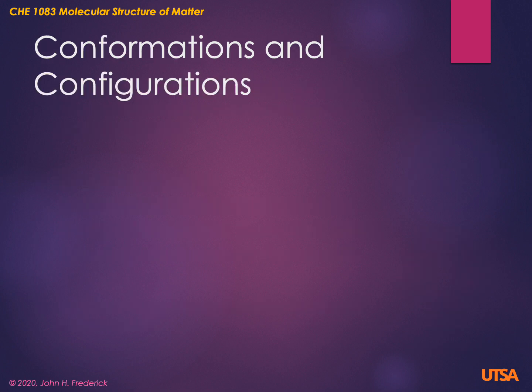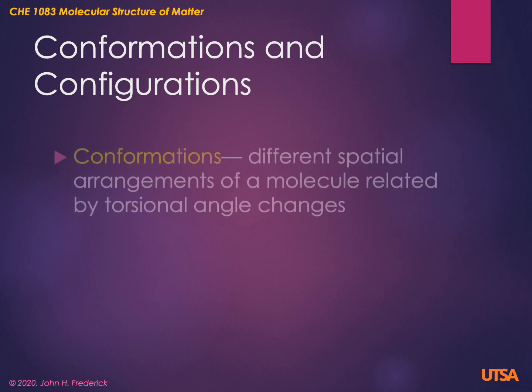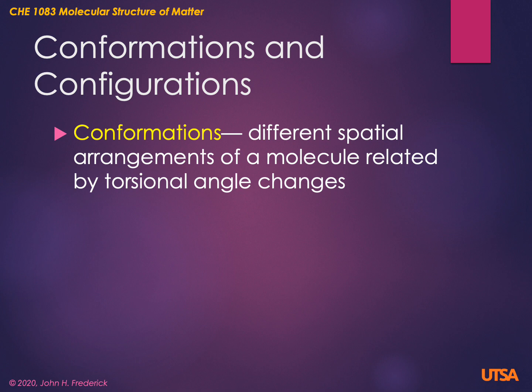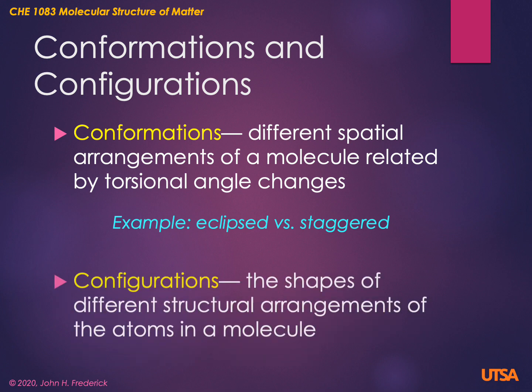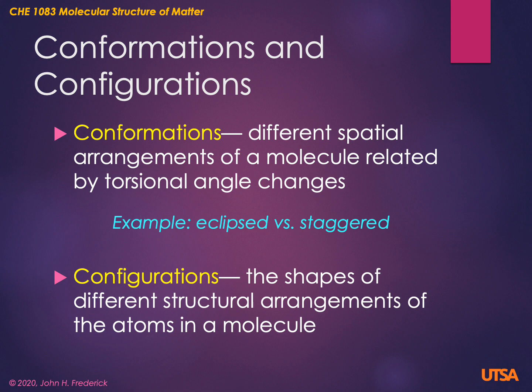We need to also learn the difference between the terms conformation and configuration. I almost made that mistake a moment ago. Conformations are different arrangements that are caused by motions about torsion angles. So a torsional adjustment would lead to a different conformation. For example, eclipsed and staggered are two different conformations. Configurations are the shapes of different arrangements of atoms that are structurally different from one another. So, for example, structural isomers represent different configurations.